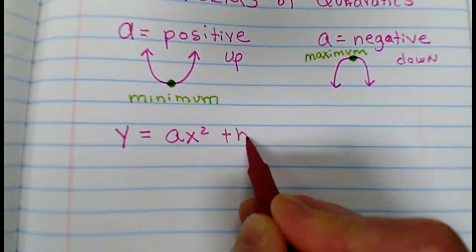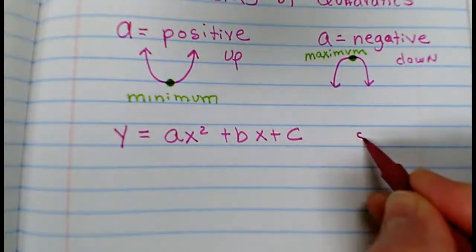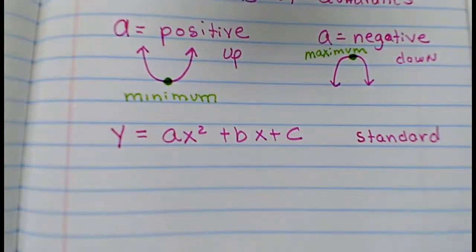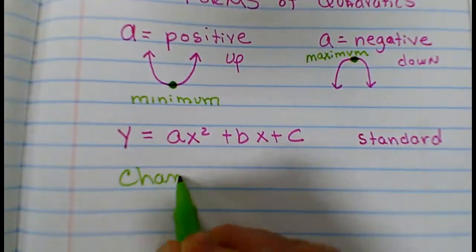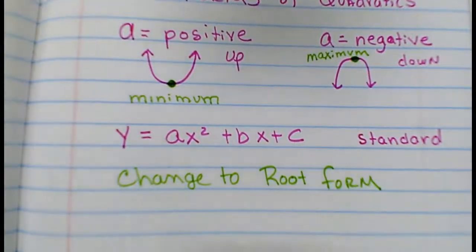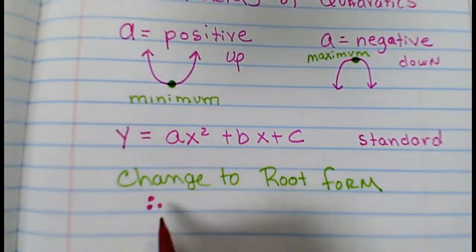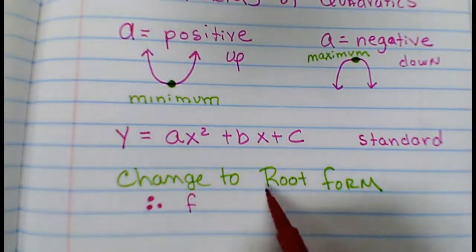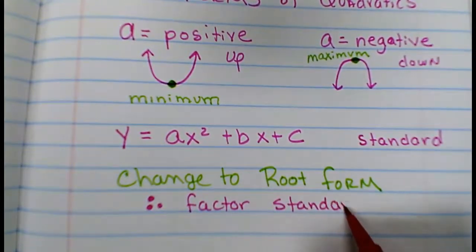AX squared plus BX plus C. What form is this? How do you change standard form to root form or factored form? To change to standard form, you, I'm sorry, I said it backwards. To change to root form, you factor standard form.